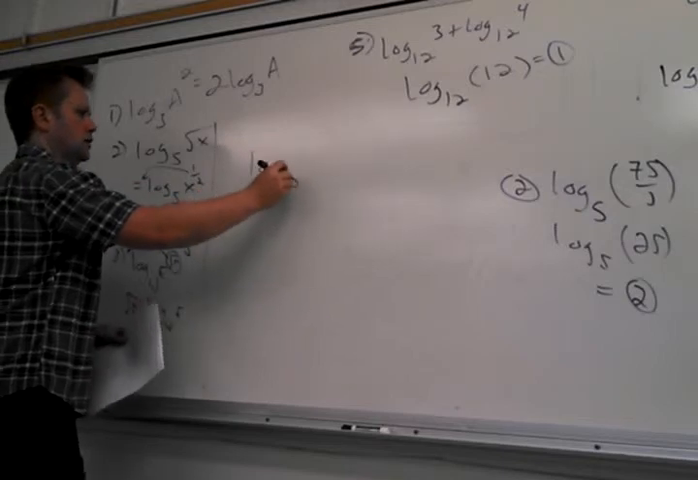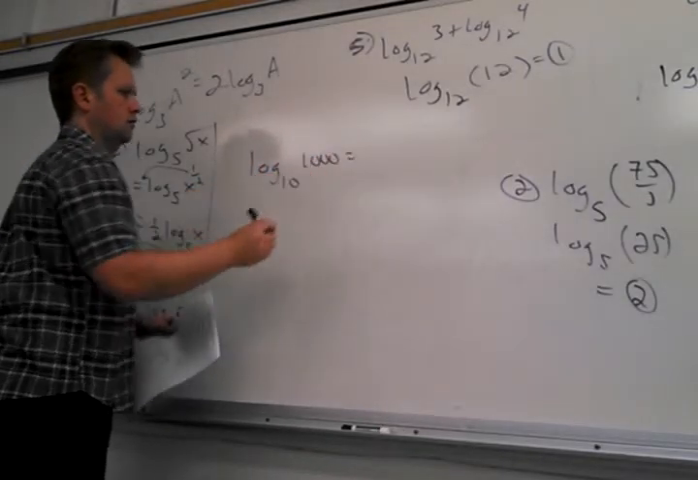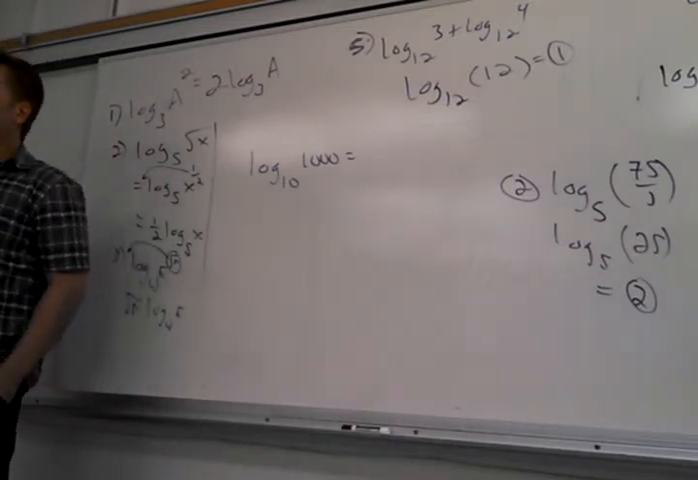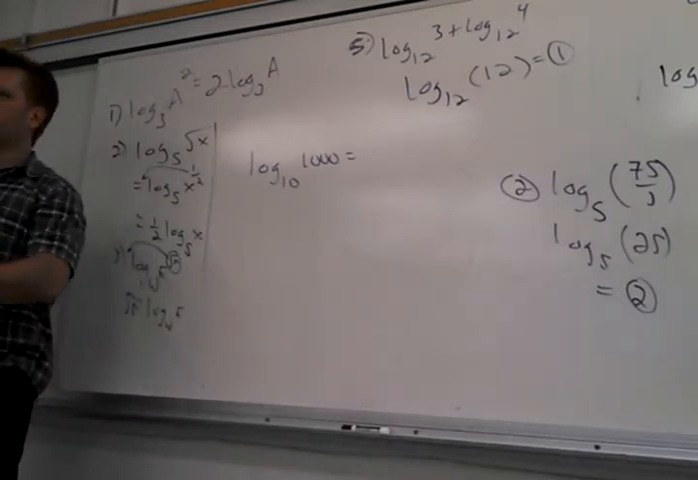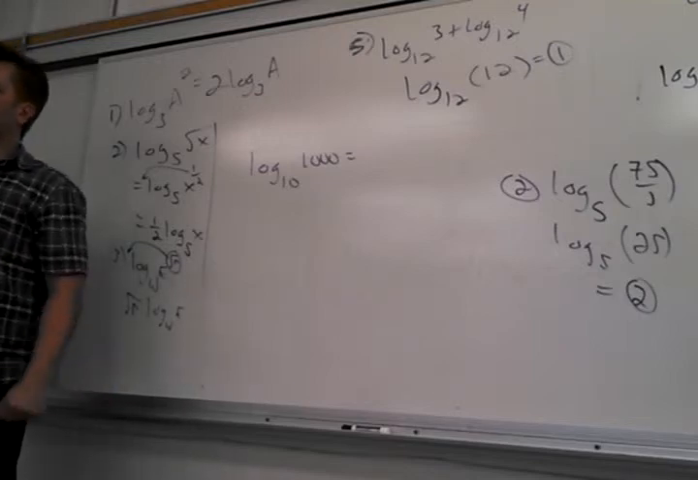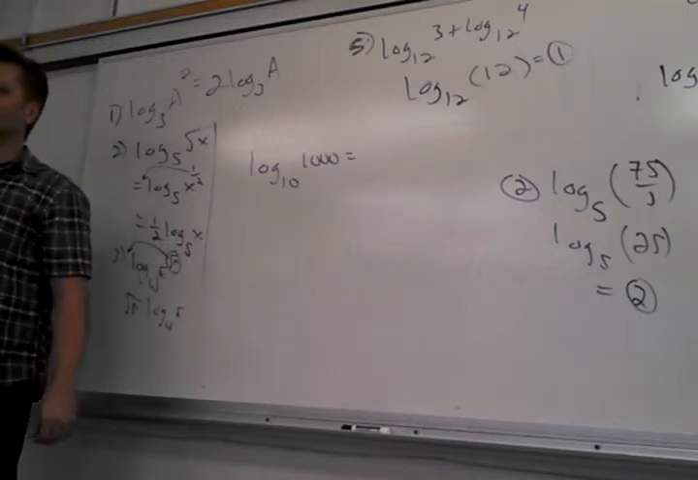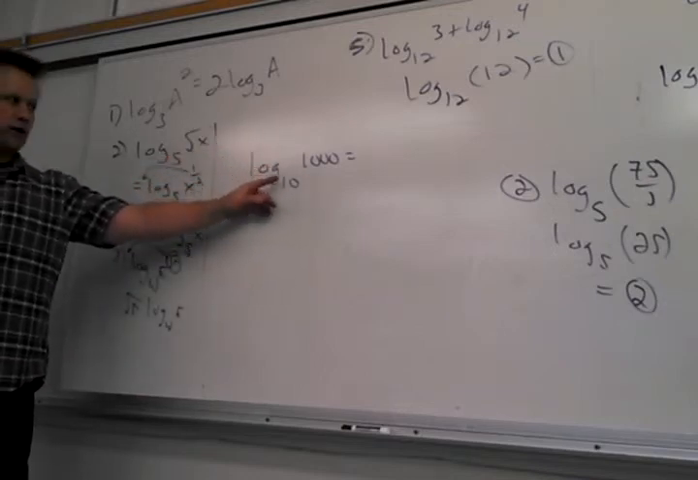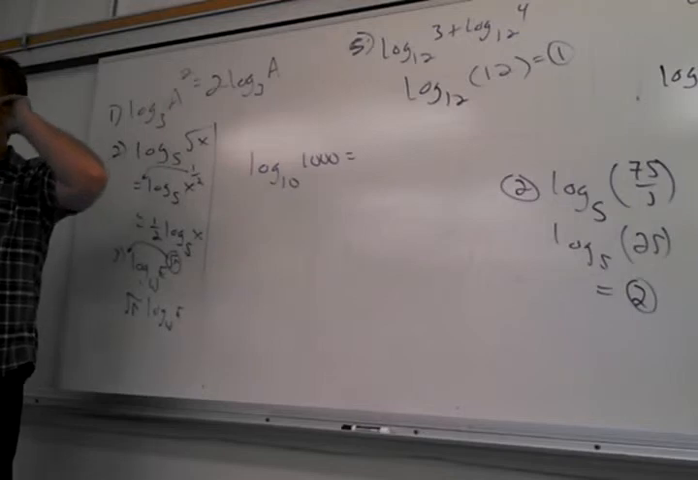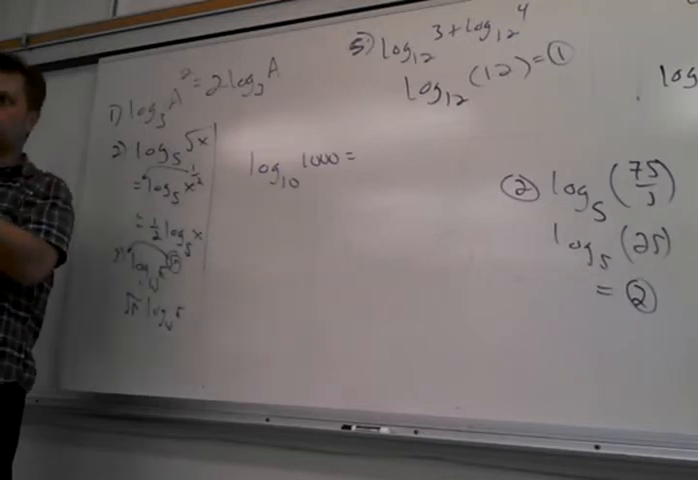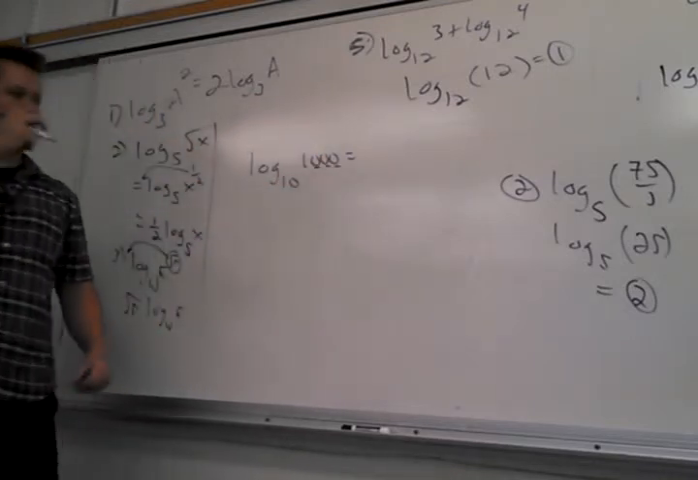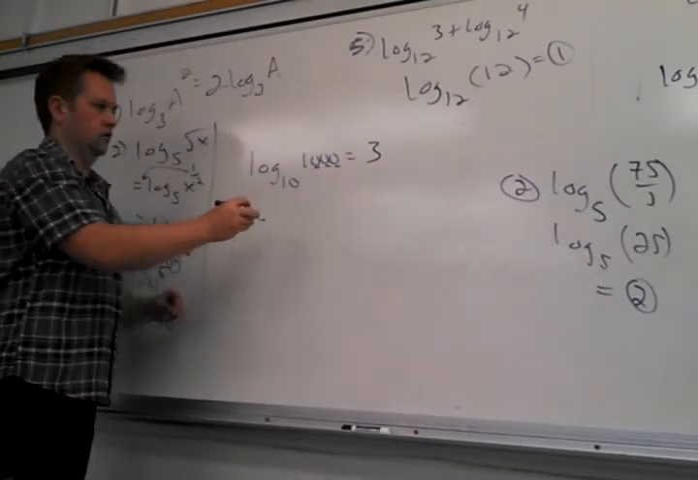So let's verify that works. What's log base 10 of 1,000? This is not division, right? How many 10s do I need to multiply to make 1,000? 3, right? Two of them make 100, three of them make 1,000. The quick way to see that is there are 1, 2, 3 zeros. So the answer would be 3.